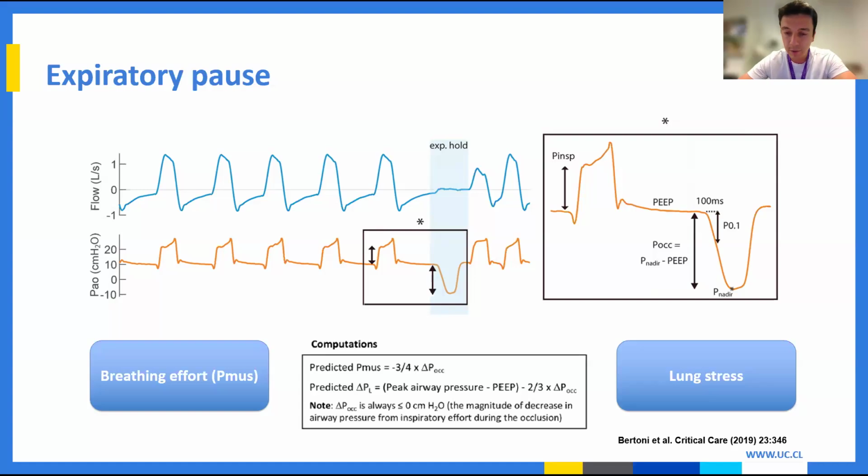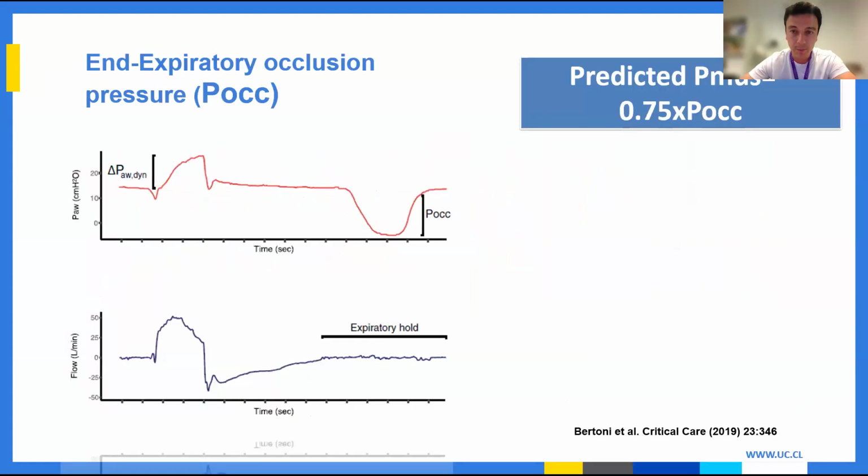So just to give you an example, how would this be? You have this formula, you can make an expiratory hold, and then you measure what is the delta POC, and then you need to multiply this by 0.75, which is the constant or the factor that they use. If you have an expiratory hold and no change in the airway pressure, that would be a delta POC of 0, so the predicted PMUS is 0.